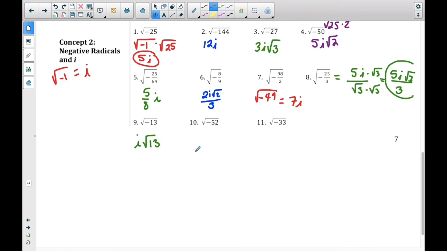Okay, number 10. You have to think about, does it break down? Is there a perfect square that goes in? And there actually is. So the negative gives us a negative 1. 52 breaks down to 4 times 13. And so that comes down to 2i radical 13. And the last one, number 11, it's a lot like number 9. You cannot simplify it. So it's just i radical 33, because 33 does not simplify. So that's the answer.